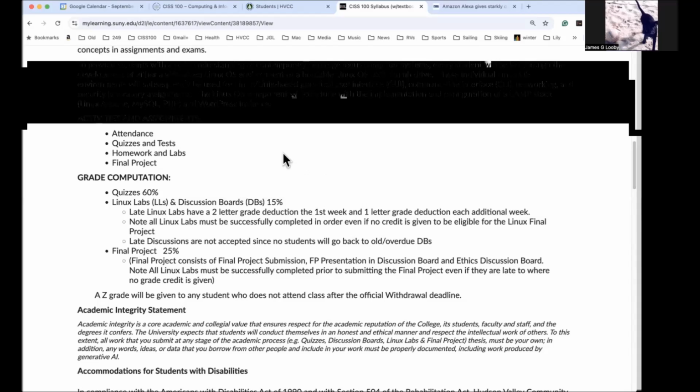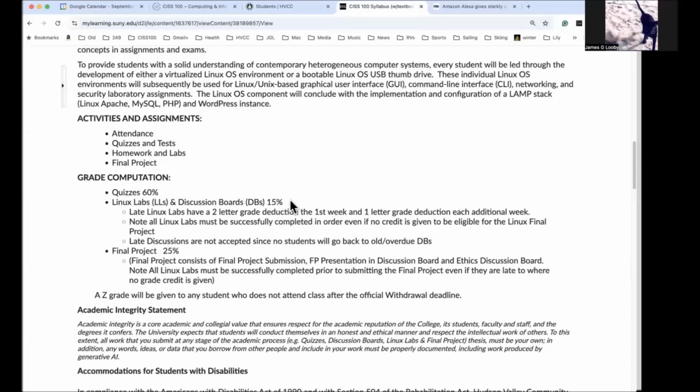Okay, a quick note on the grade computation. As you can see, quizzes are 60%. The Linux labs and discussion boards are 15%, and the final project is worth 25%. If students remain on pace, and that's all it requires for the Linux labs, I guarantee you that you will have all 15 of these points because, should you have an error, you just correct it and resubmit. So you can be guaranteed of that.